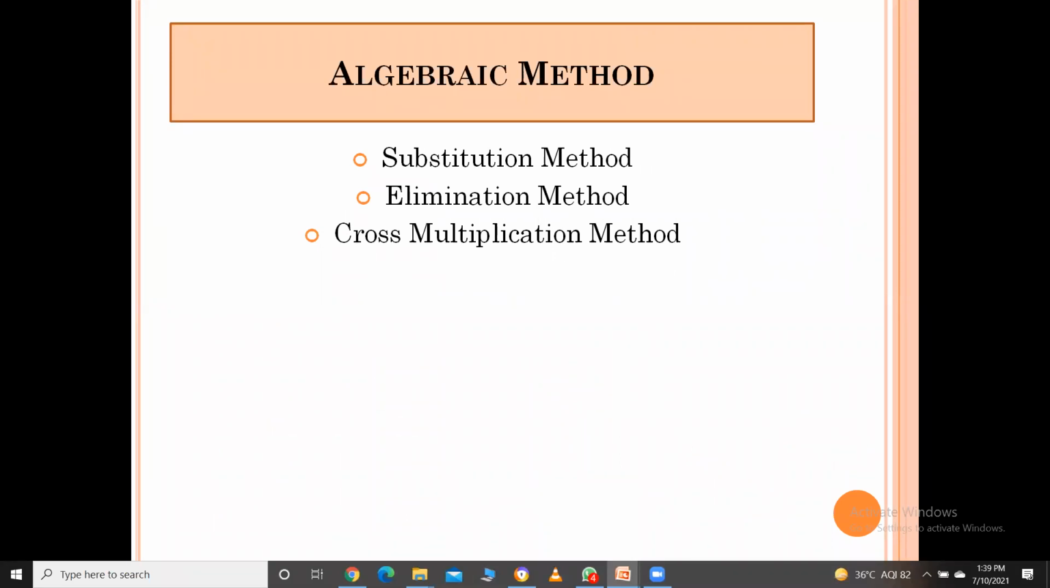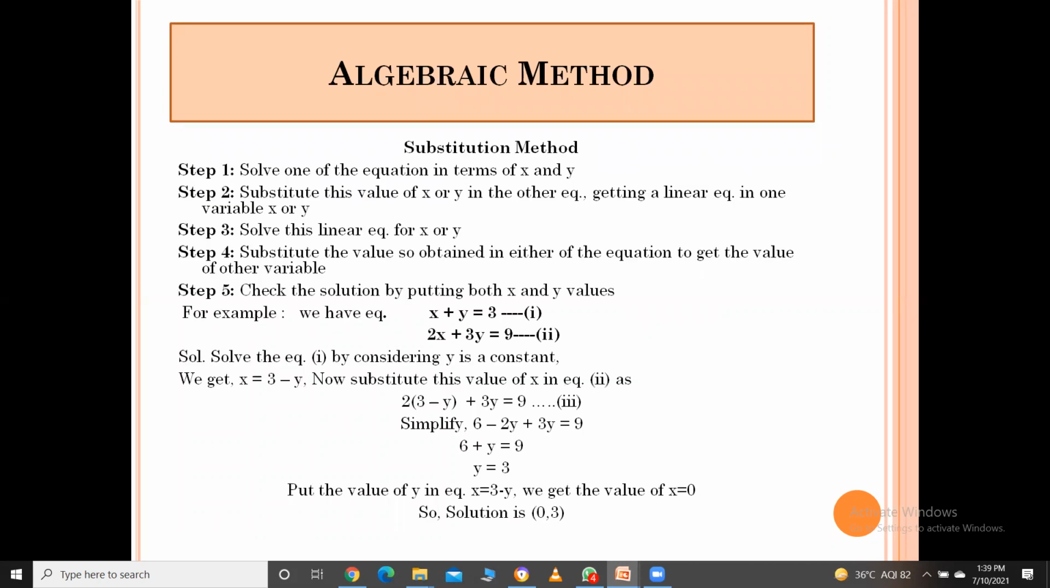Now, this method of graphical presentation is not convenient. It may not give accurate values. There are three algebraic methods of solution: the elimination method, substitution method, and cross multiplication method. In the substitution method, we follow these steps. We solve one of the equations for x or y, substitute this value of x or y in the other equation, getting a linear equation in one variable, solve this equation for x or y, and substitute the value obtained in either of the equations to get the value of the other variable.